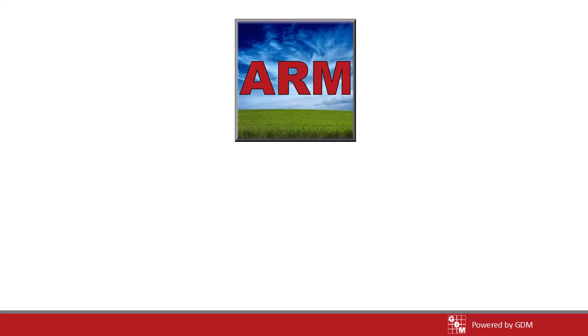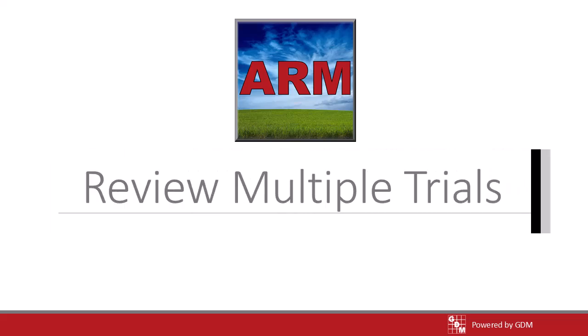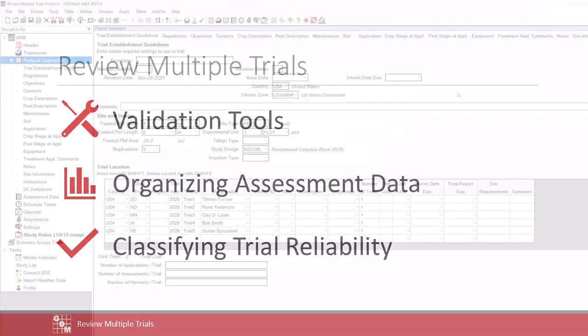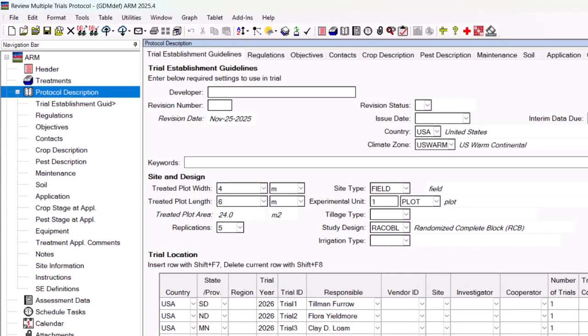Welcome to this ARM tutorial, reviewing multiple trials. In this session, we'll cover best practices for reviewing multiple trials. We'll explore validation tools, organizing assessment data, and classifying trial reliability, all designed to make your review process faster and more consistent. Let's start with how reviews have often been done manually.